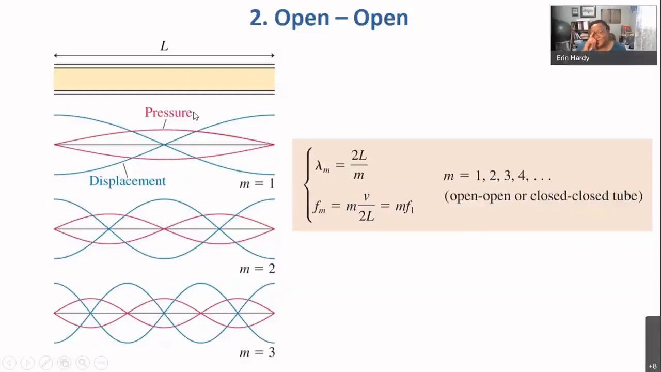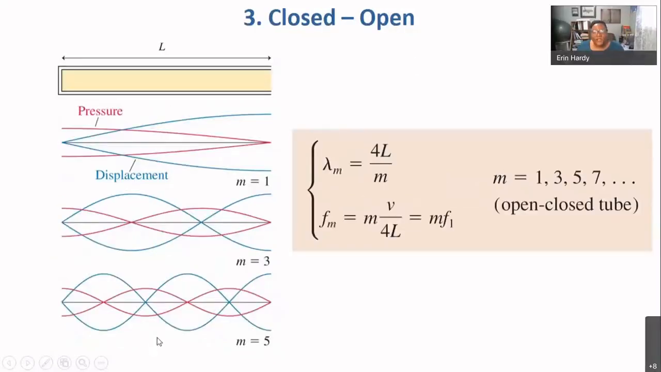Now for open, open, the difference is that since you don't have a blocked end on either side, an antinode is going to form on the open end. So for the m is equal to 1 standing wave, you've got 1 node that forms at the halfway point, and then 2 antinodes. And in this case, the m value that is relevant is the number of nodes as opposed to the antinodes.